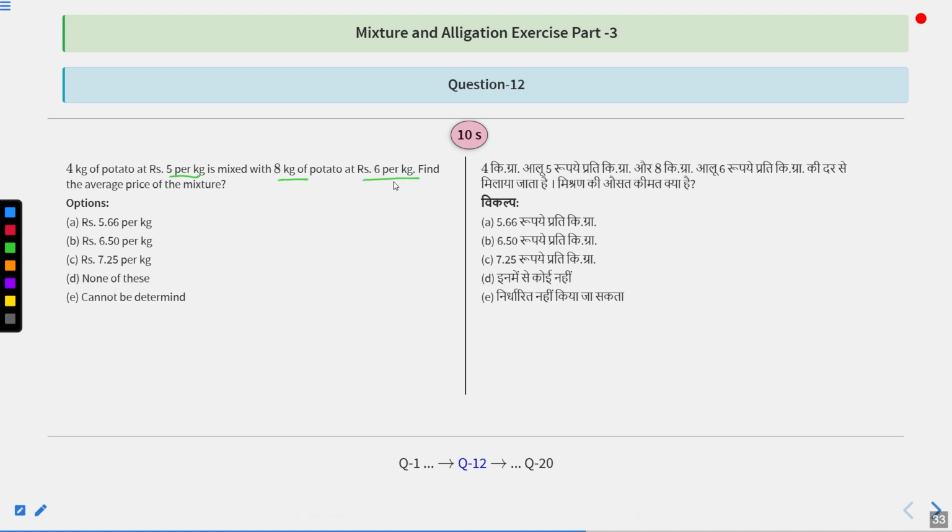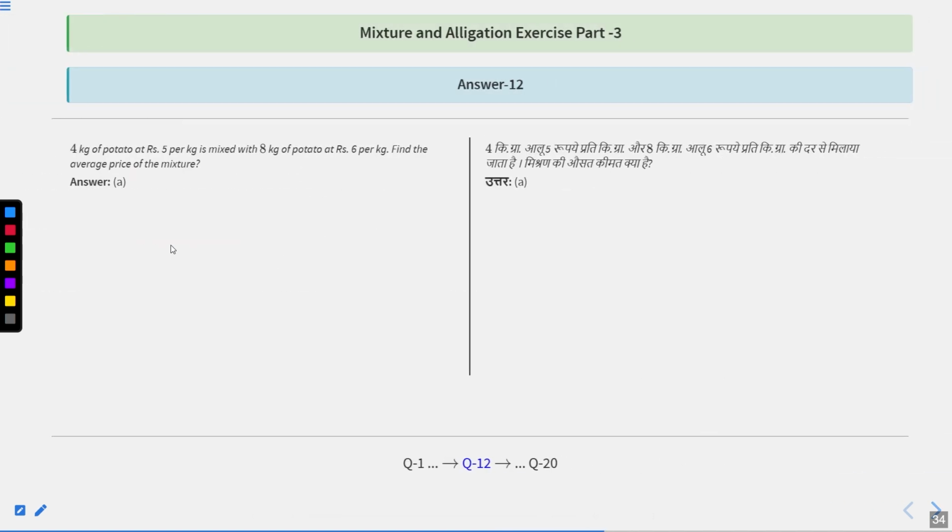Next question: 4 kg of potato at 5 rupees per kg is mixed with 8 kg of potato at 6 rupees per kg. Find the average price of the mixture. You have 5 options and 10 seconds to analyze the question. Your time starts now. Now time's up. Let's see the solution.